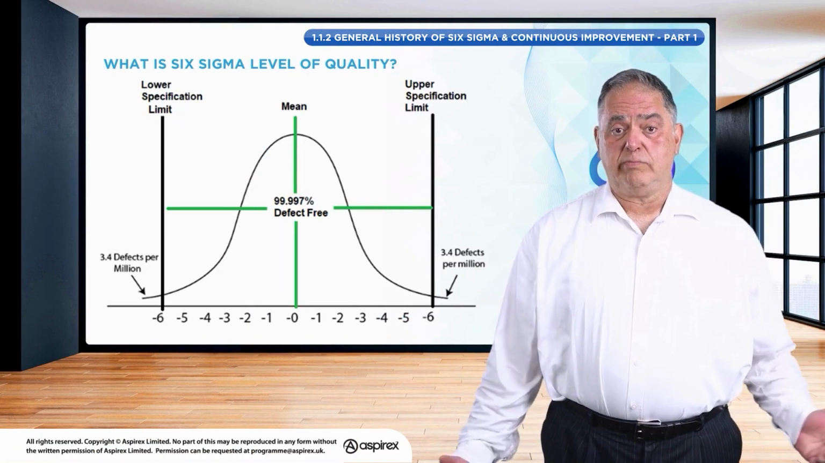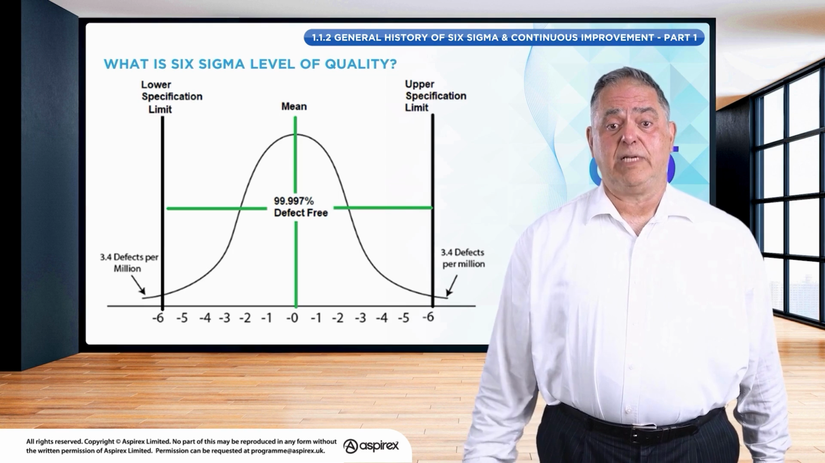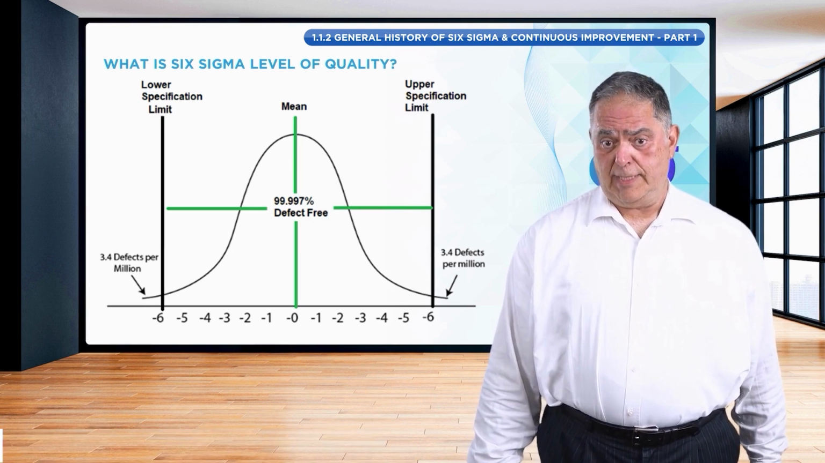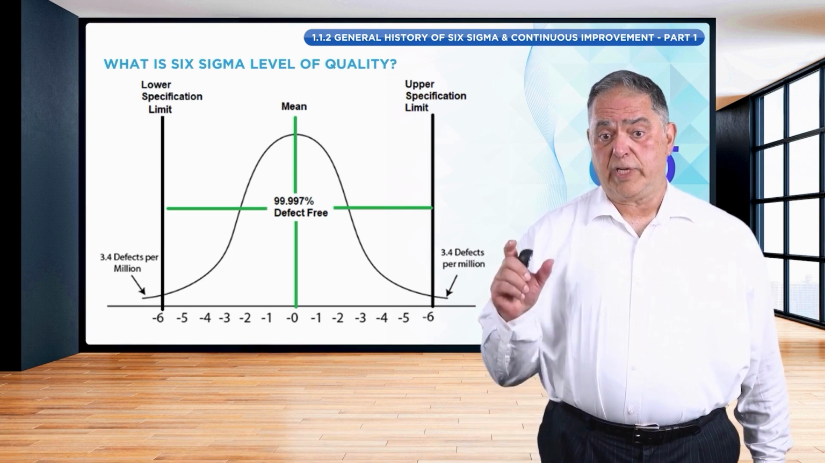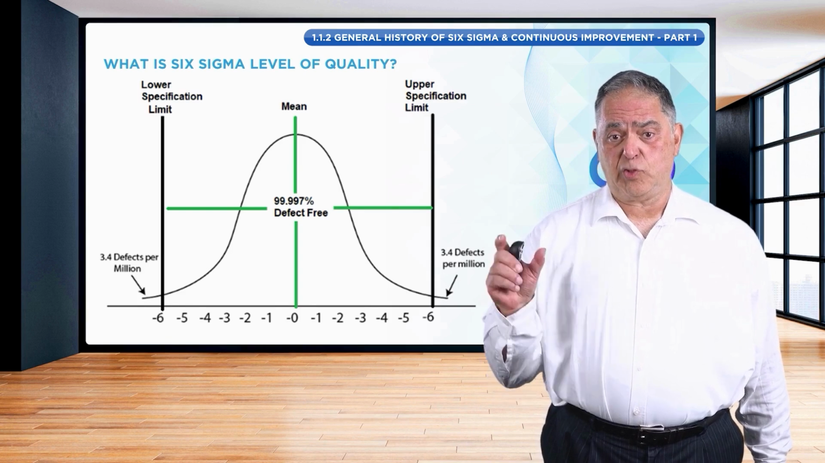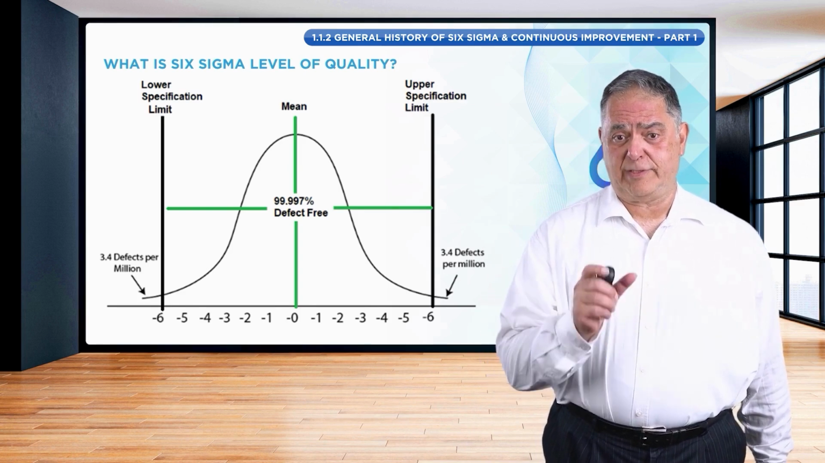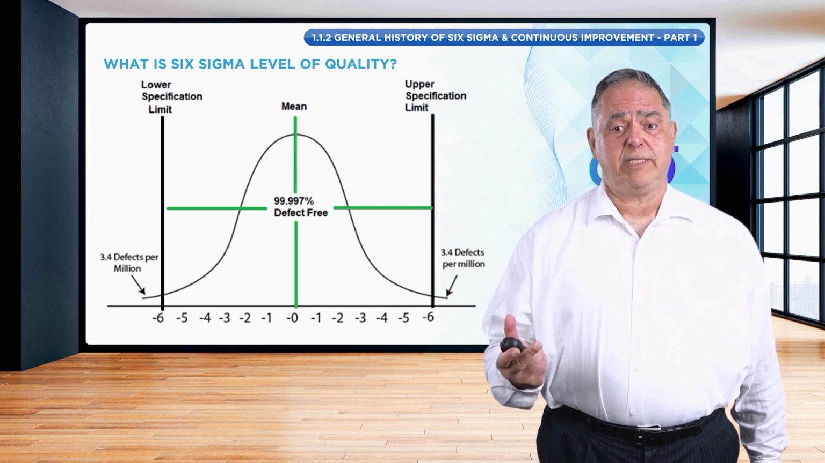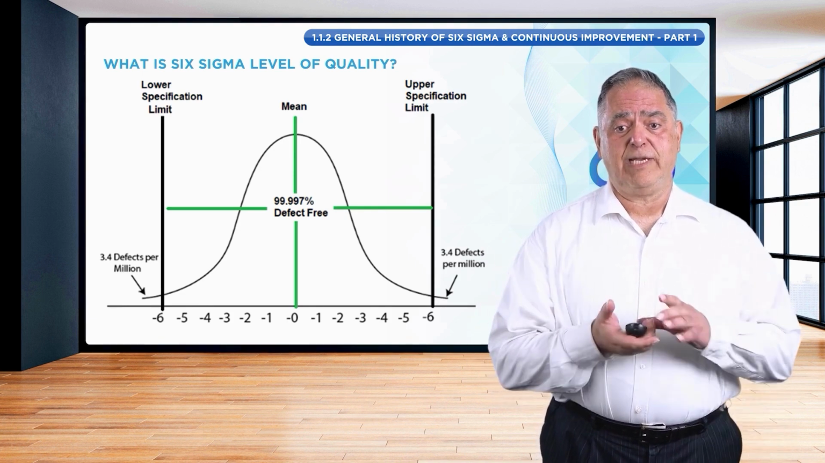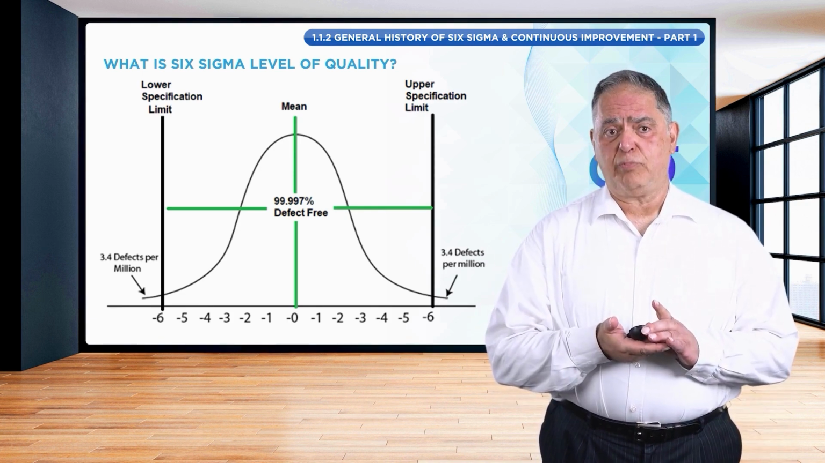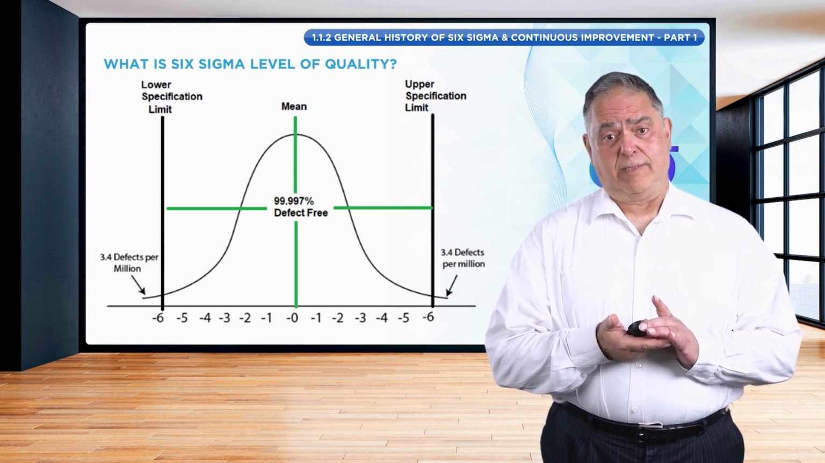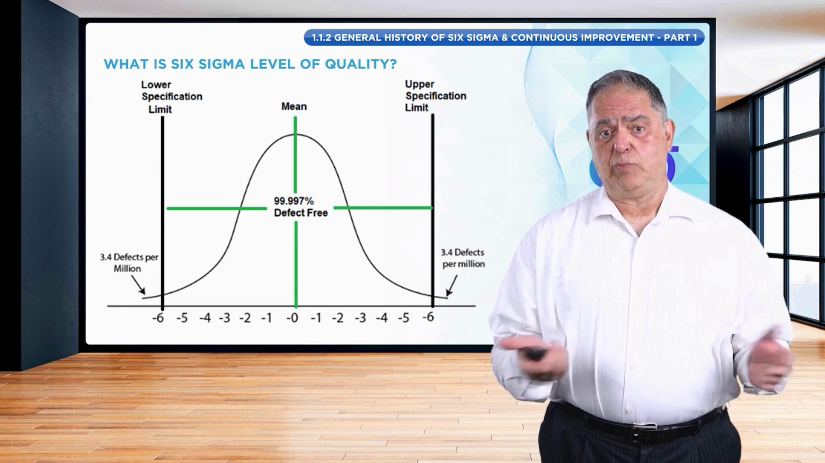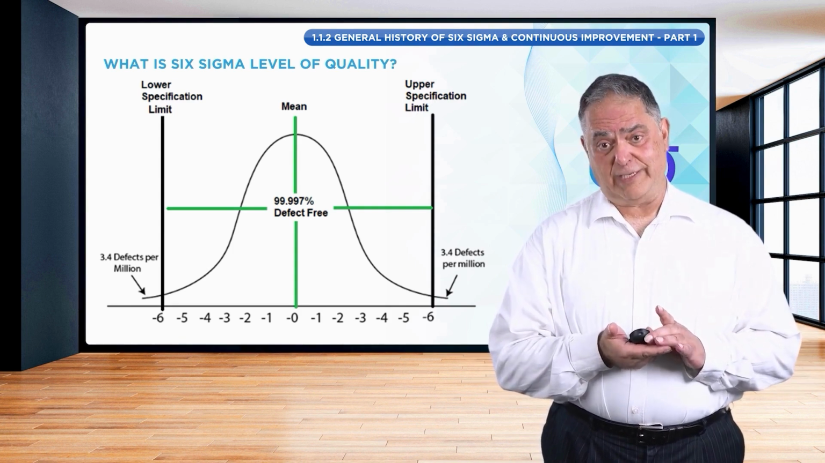So this is how a Six Sigma level of quality looks. This means that we can fit 6 standard deviations to the right and to the left of the mean, and this only leaves a margin of 3.4 defects per million opportunities in order to be potentially defective.